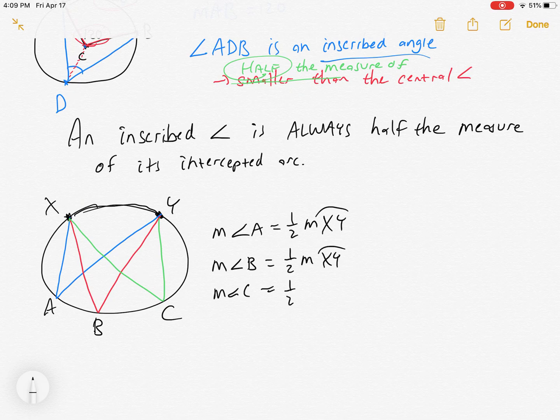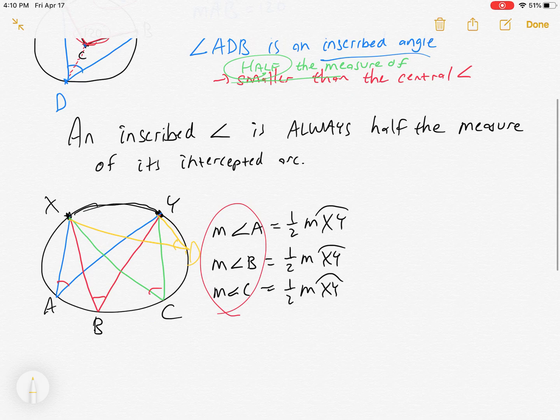And what's the measure of angle B? Well, it's half the measure of its intercepted arc, which is the same. Measure of angle C, it's half the measure of its intercepted arc, which yet again is the same. So what do we know about these three? They're equal. No matter how you draw it, I drew a little one over here, they would all be the same, which is really cool. That's one of the cooler, really beautiful theorems of geometry.